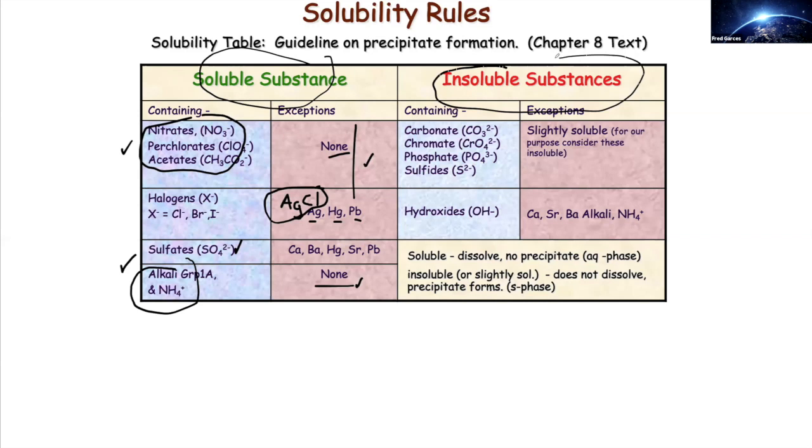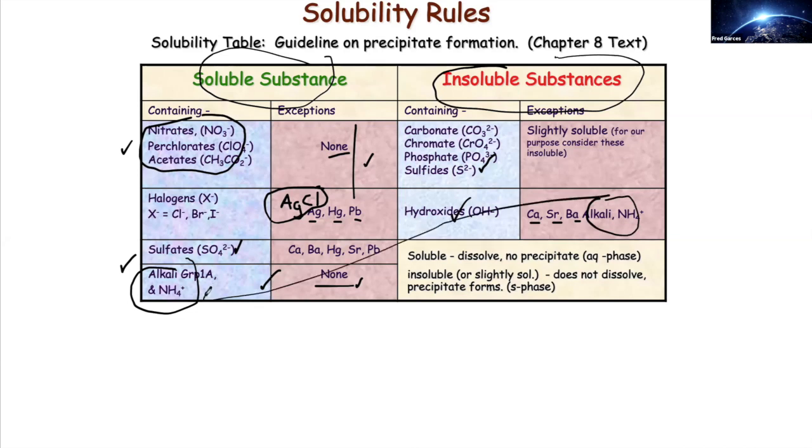Insolubility: these are chemicals that generally do not dissolve in water. If you've got a carbonate, chromate, phosphate, or sulfide, they generally tend to form a precipitate, unless, of course, you've got sodium carbonate or ammonium carbonate, and then this rule takes precedence. Otherwise, it's going to give you a precipitate. Hydroxides generally give you a precipitate, except the calcium, strontium, barium, alkali, and ammonium. That's this rule right here.